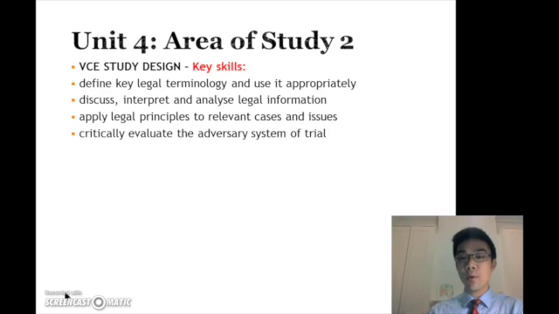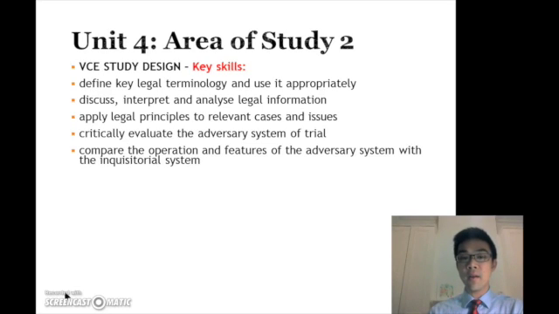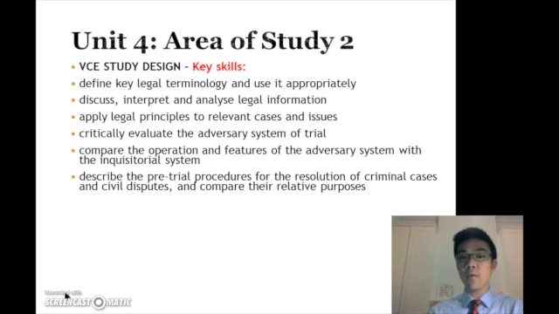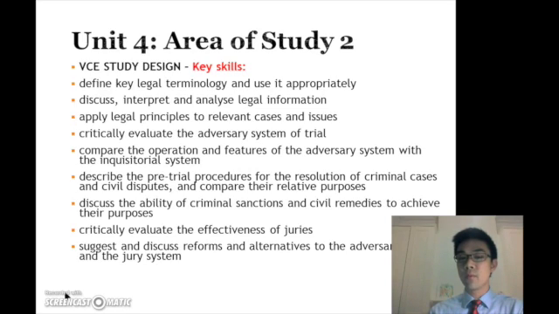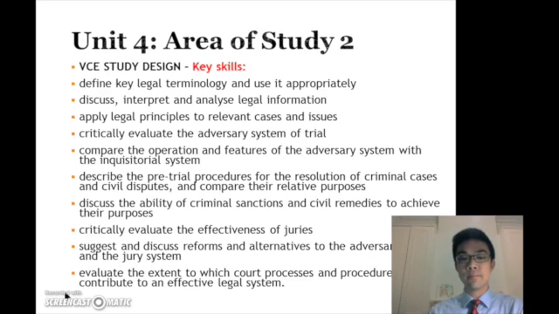Skills are as per every other area of study. A real big focus on using legal terminology, being able to apply it to case studies, and then further down, being able to evaluate strengths and weaknesses and discuss in detail the sort of reforms and alternatives to the existing system that we have, which might be better. And again, that word evaluate comes up again.